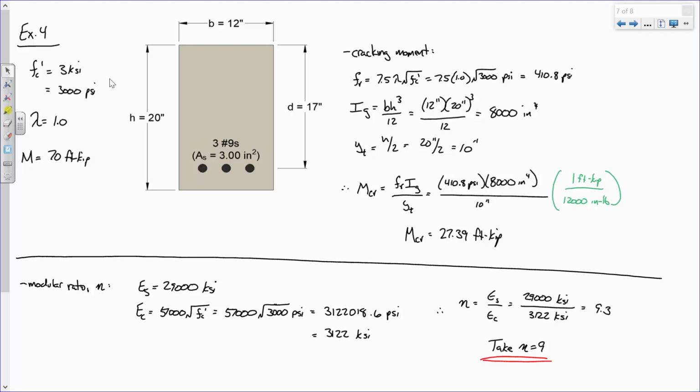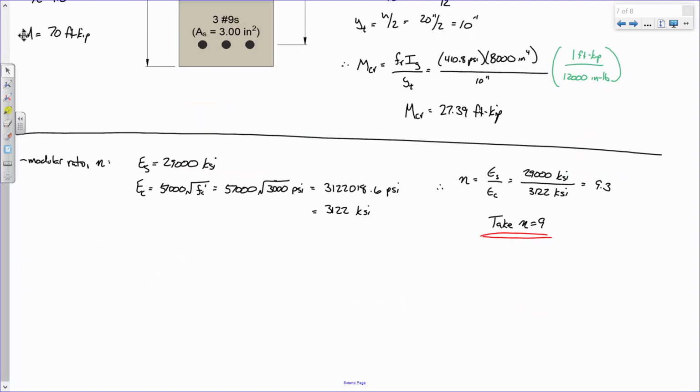In fact, if I give you normal weight, 3 ksi concrete, you could just take n equals 9. You don't have to go through the math. If you do normal weight 4 ksi concrete, I'm going to tell you that n is 8. If you don't believe me, you can do the math and you'll see it rounds to 8. Sound good? Now, here's where we left off.